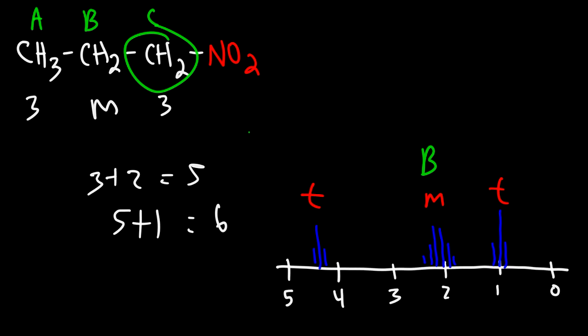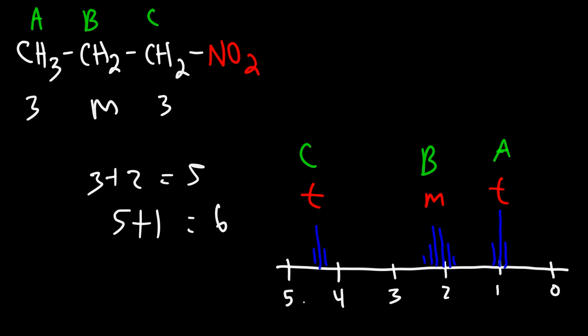Proton C is next to a very powerful electron withdrawing group, the NO2 group. And so it's going to cause it to be downfield. So it's going to have a high chemical shift. So therefore, this will be proton C between 4 and 5. Proton A is upfield. It's very far away from the electron withdrawing group. So this will be proton A, which is a triplet.